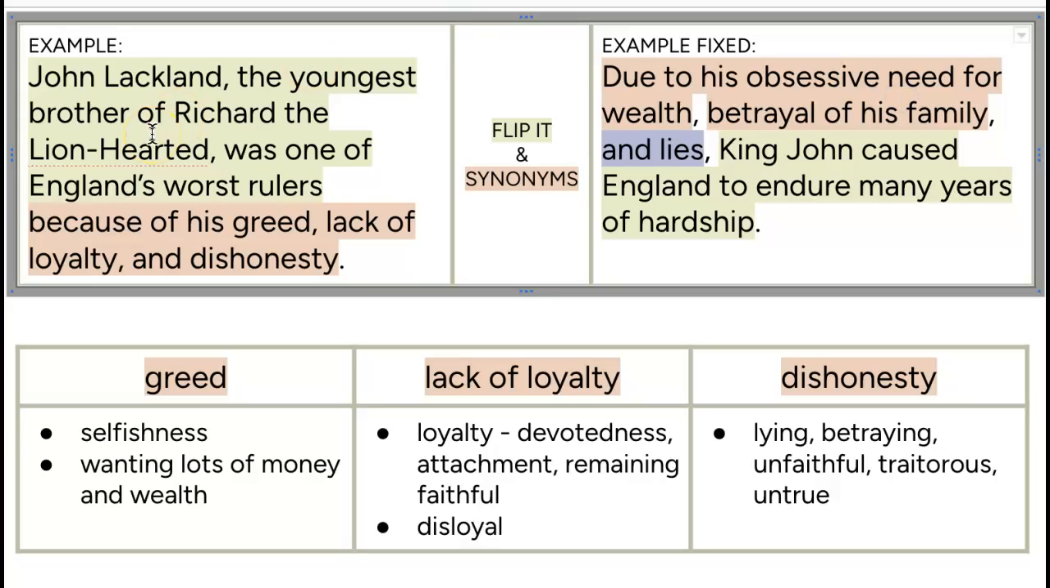So I went from John Lackland, the youngest brother of Richard the Lionhearted, was one of England's worst rulers because of his greed, lack of loyalty, and dishonesty. And I restated it by flipping it and giving some synonyms. Due to his obsessive need for wealth, betrayal of his family, and lies, King John caused England to endure many years of hardship. Okay, so you're going to practice this.